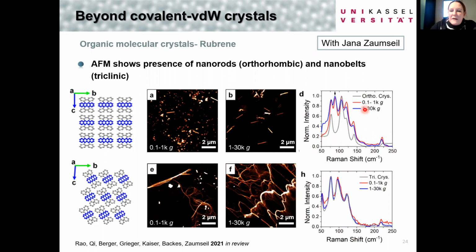This is the Raman. I don't want to go into too much detail. The rubrene has a very characteristic Raman spectrum. Depending on the polytype, you have a slightly different spectrum. This is all understood. The gray one are the crystals in these figures, and the red and blue ones are the size selected fractions. And we see the same peaks in the exfoliated material.